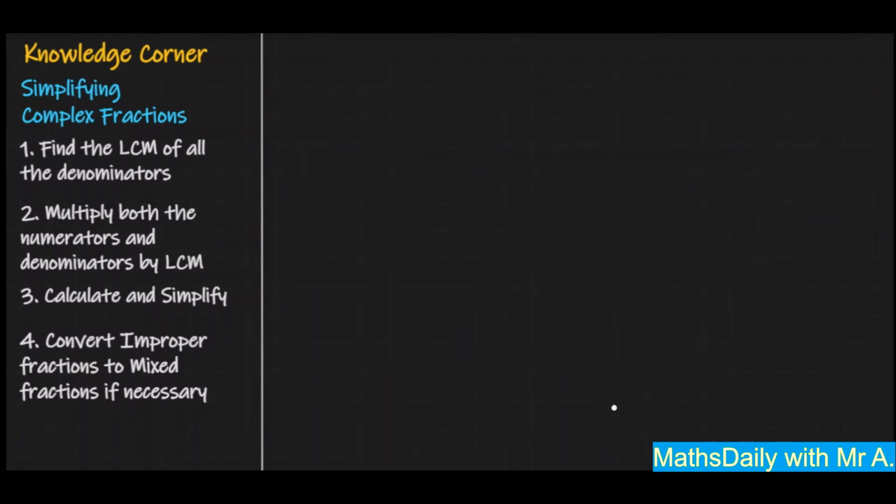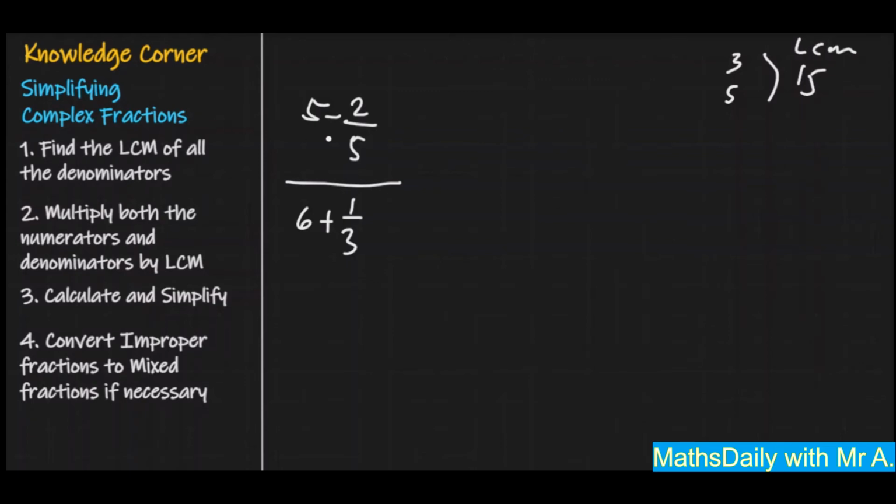Moving on to our next example. So let's have 5 minus 2/5 divided by 6 plus 1/3. The LCM of 3 and 5 is 15. Let's multiply both the numerator and the denominator by 15.